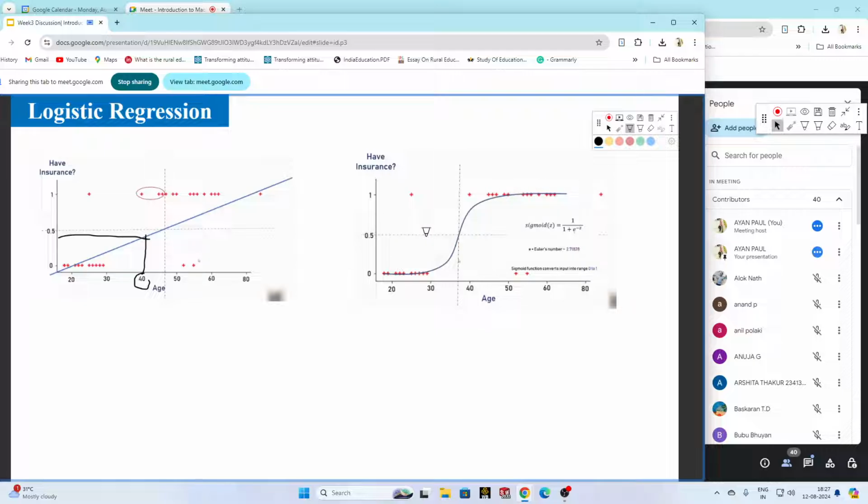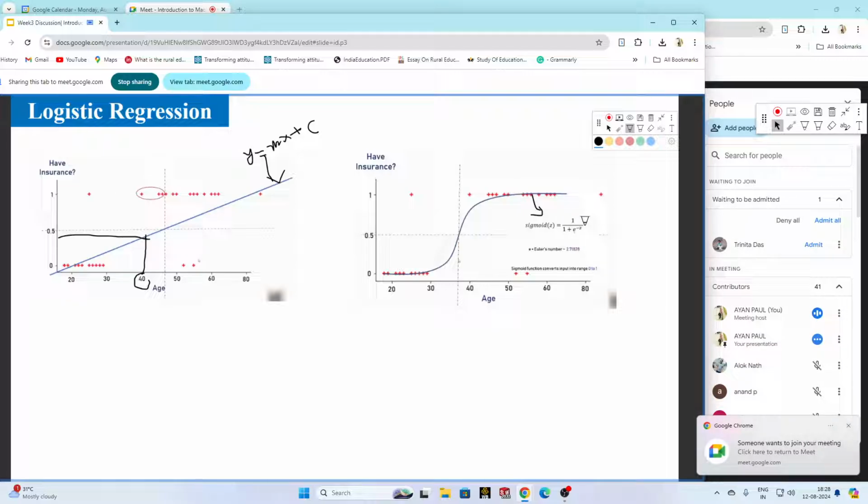What is the speciality of logistic regression? Here the equation is y equals mx plus c, that is the equation of the straight line. Okay, so this is your model. But in logistic regression, we are fitting the curve by a function called the sigmoid function. Sigmoid of z equals 1 by 1 plus e to the power minus z. Okay, and e is Euler's number, that is 2.71828.